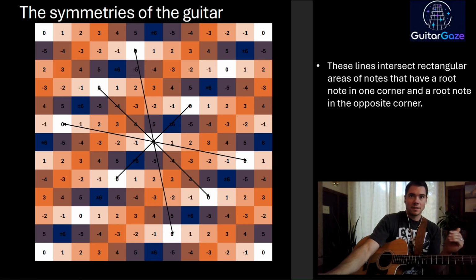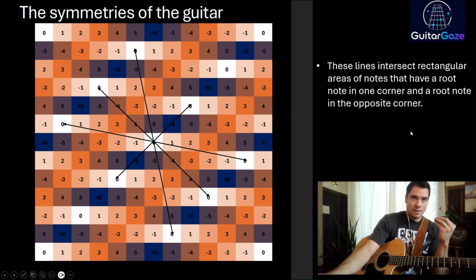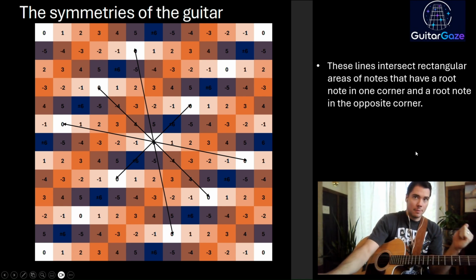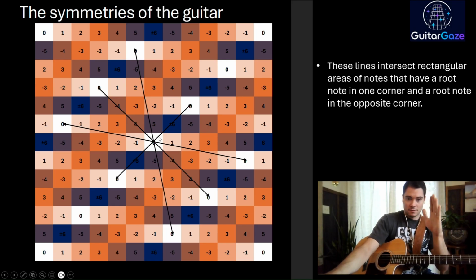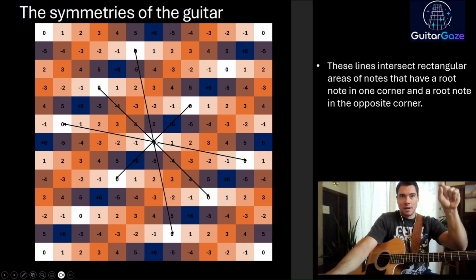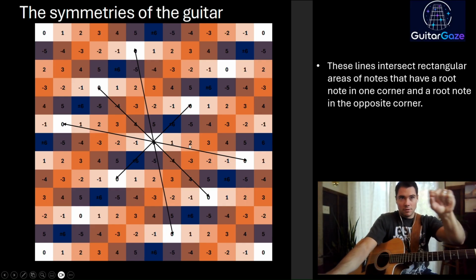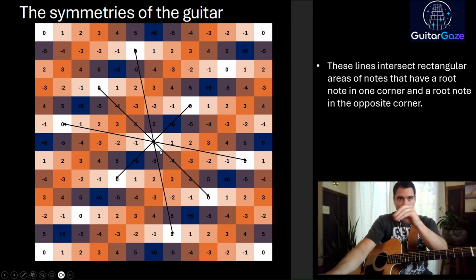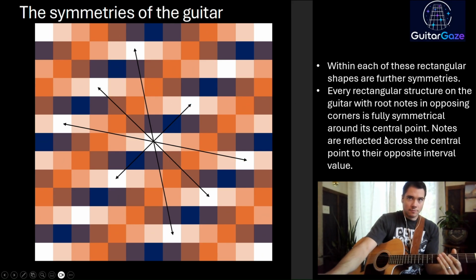So these lines intersect rectangular areas of notes that all have a root note in one corner and a root note in the opposite corner. All of these lines, I'm going to say it again, all of these lines cross through rectangles or squares that have a root note in one corner and a root note in its opposite corner. So within each of these rectangular shapes are further symmetries.